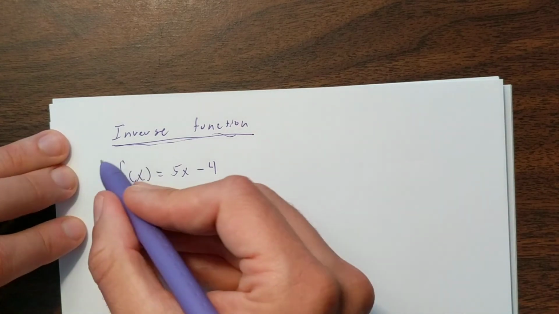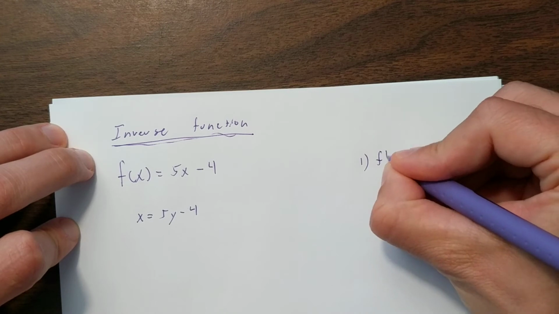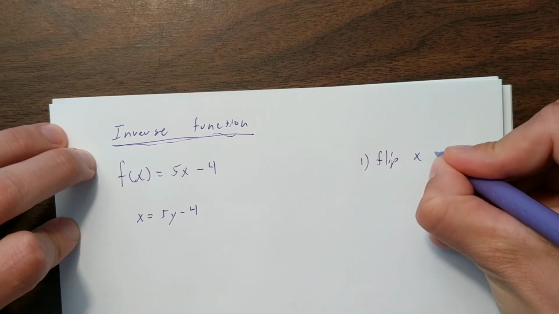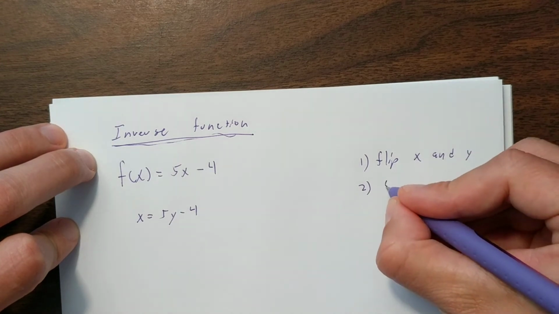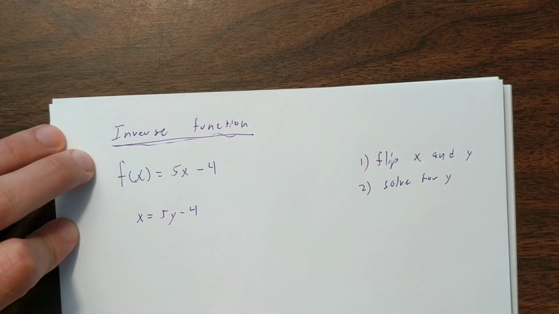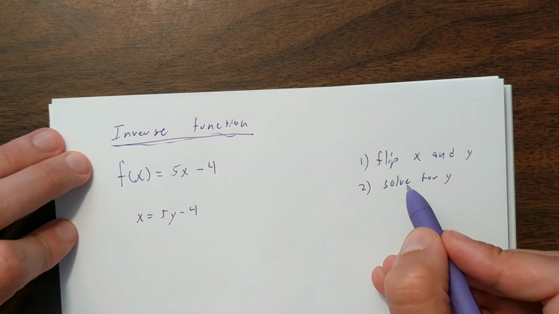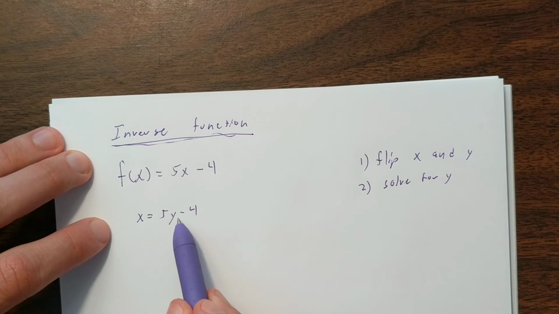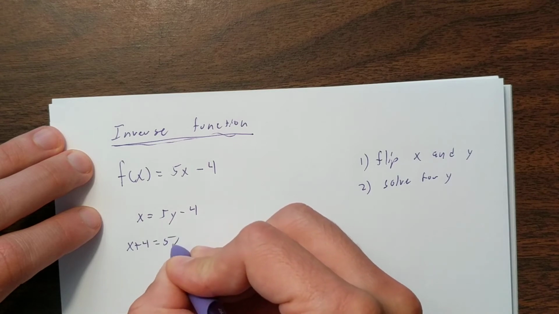Okay, so to find the inverse function, you, 1, flip x and y. 2, you solve for y. And that's it. Those are the only two directions to finding the inverse function. So if I wanted to solve for y here, my first thing would be to get rid of the 4. So I'm going to get x plus 4 equals 5y.